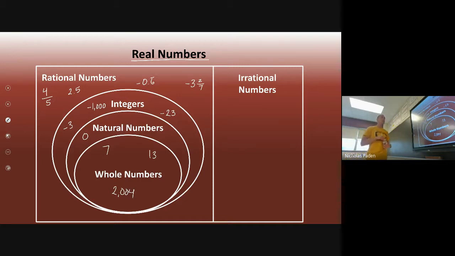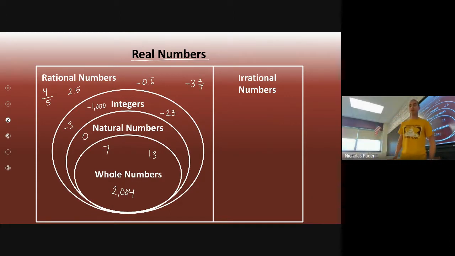So if a number is a whole number, whole numbers are also natural numbers, they are integers, and they are rational numbers. If a number is an integer, it is definitely a rational number, but we'll have to look at that number to see if it's a natural number or a whole number. So we're going to be using this chart a lot today.